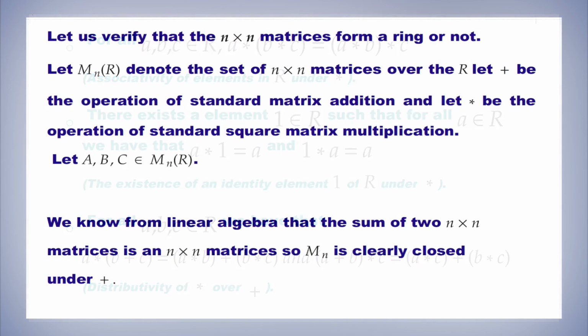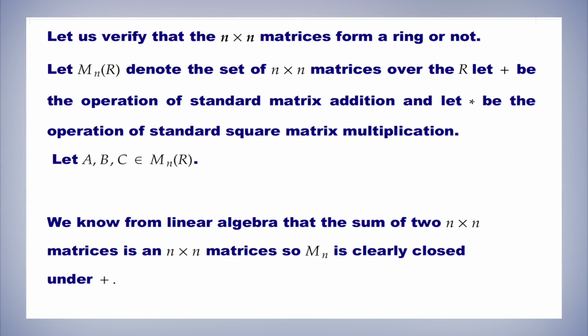Let us verify whether the n by n matrices form a ring or not. Let Mn denote the set of n by n matrices, let plus be the operation of standard matrix addition and let star be the operation of standard square matrix multiplication. Let a, b, c be in Mn. We know from linear algebra that the sum of two n by n matrices is an n by n matrix, so Mn is clearly closed under plus.